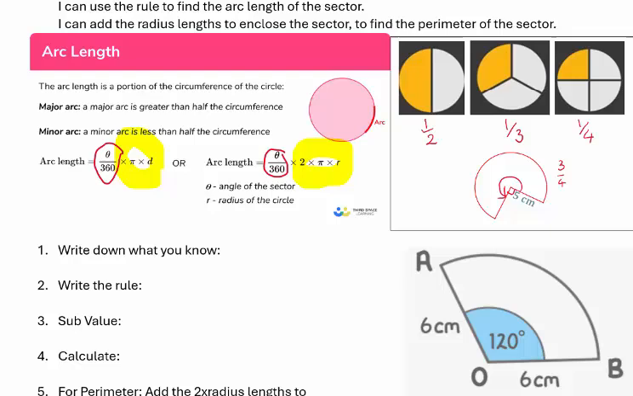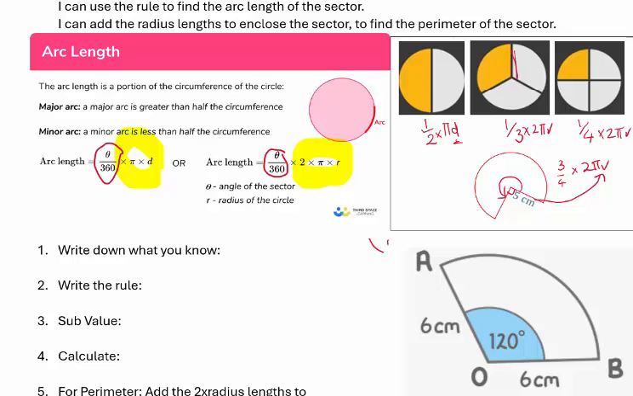So these would be half times pi d, because I know the diameter. This would be times 2 pi r, because I know the radius, and this would be times 2 pi r, because again I know the radius. So when it comes to a fraction of a circle that you can see, you can go quickly into that. But here we're going to write down what we know.